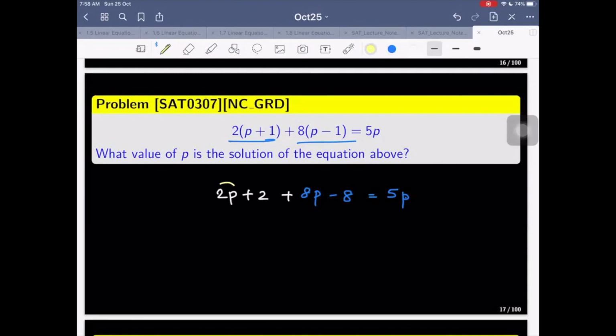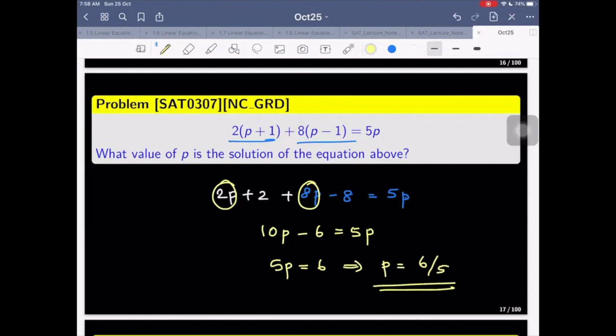Okay, so this is 2p plus 8p, which is 10p. 2 minus 8 is minus 6, equal to 5p. Take 5p to this side, we have 5p is equal to 6. And we have p is equal to 6 by 5.